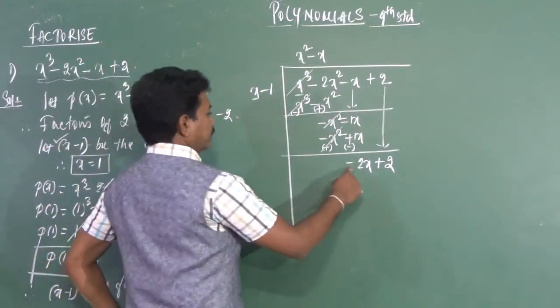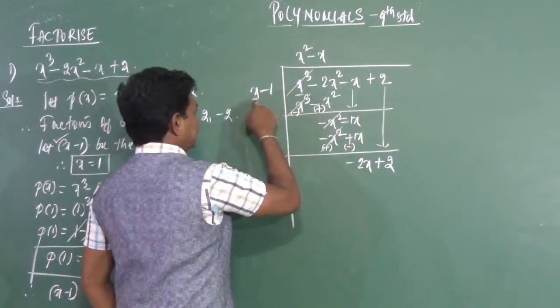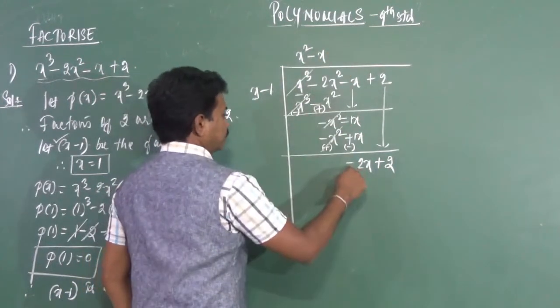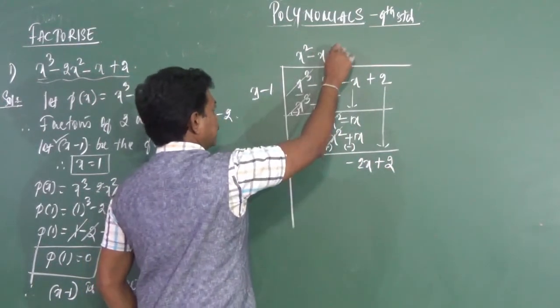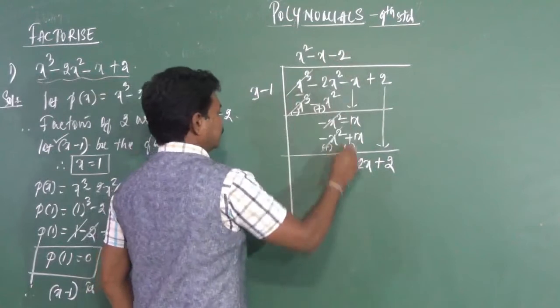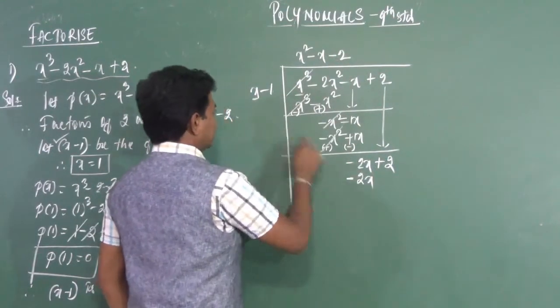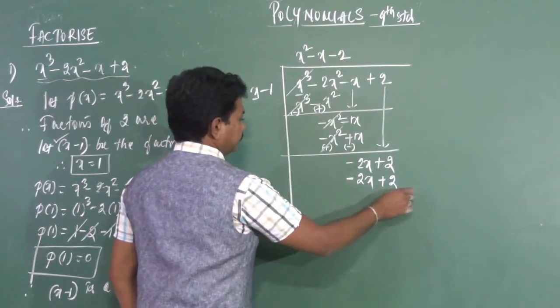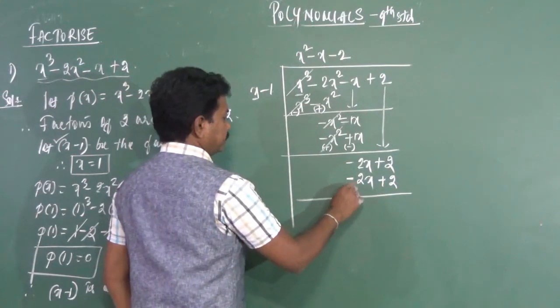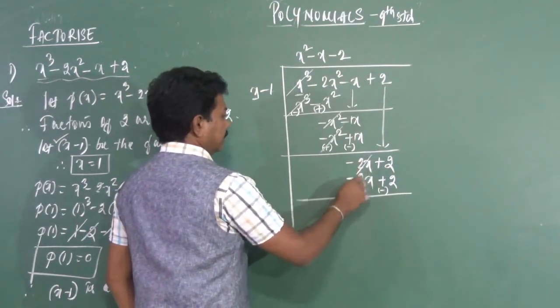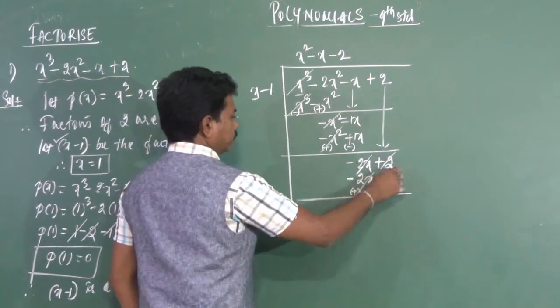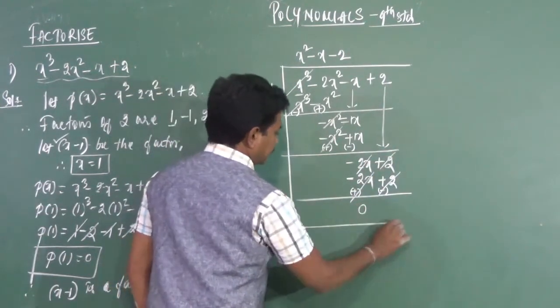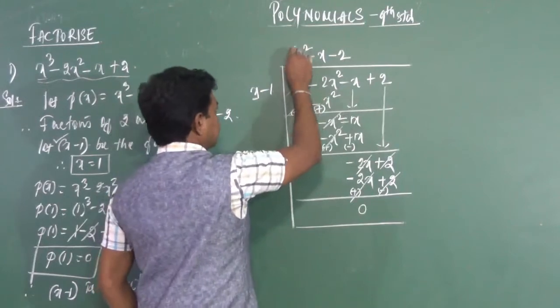Now we have minus 2x and we have x. X into what gives you minus 2x? It is minus 2. X into minus 2 is minus 2x. Minus 1 into minus 2 is plus 2. So the signs change. Minus 2x plus 2x cancels, plus 2 minus 2 cancels, remainder is 0. Now concentrate on this quotient.